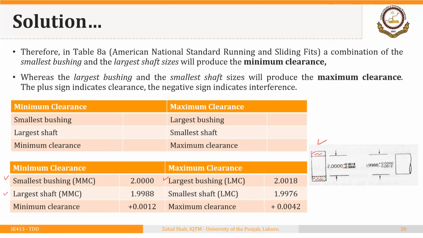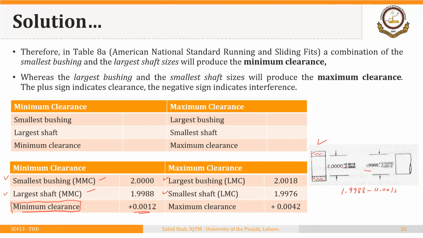Similarly, the largest shaft that we can achieve will have a size of 1.9988, and the smallest shaft that we can achieve will have a size of 1.9976, that is 1.9988 minus 0.0012. So that is 1.9976. Now the difference of the smallest hole and the largest shaft will give us the minimum clearance. So the difference of these two is 0.0012.